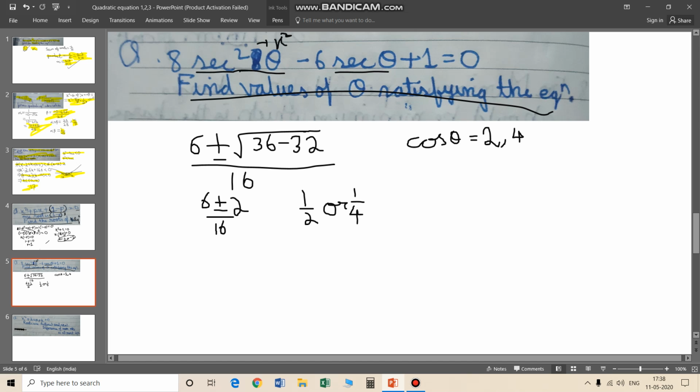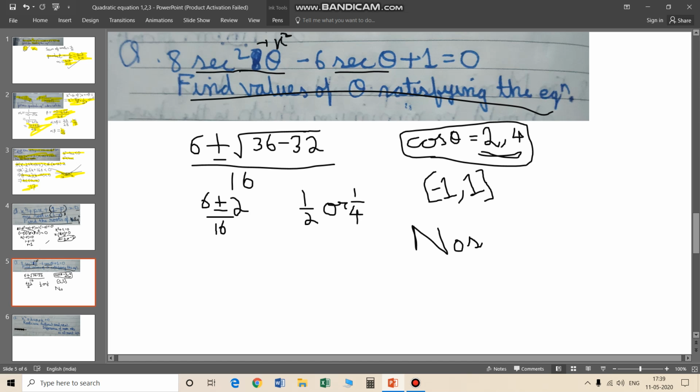Where is 2 and 4? This is what is given in the question, and the interval of cos theta is from minus 1 to 1, both closed. Cos theta's value can never be greater than 1 or less than minus 1. Here both values are greater than 1, 2 and 4. So what's the answer? No solution. No solution of theta can be applied here.